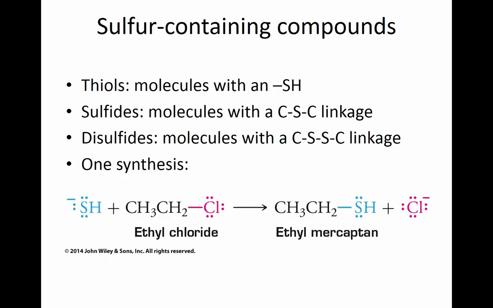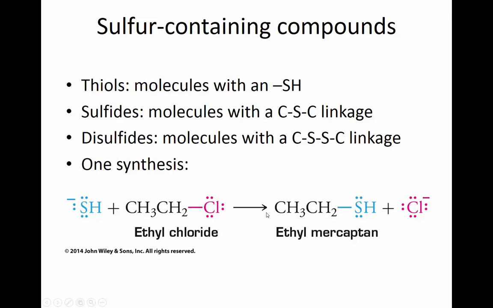Okay, let's talk a bit about sulfur-containing compounds. We have thiols. These are molecules that have a terminal SH. Like ethyl mercaptan here, we've made ethyl mercaptan from ethyl chloride in this reaction right down below. Sulfides are molecules that have a carbon-sulfur-carbon linkage. Disulfides, and these are common in proteins, are molecules that have a carbon-sulfur-sulfur-carbon linkage, and these are formed from sulfhydryls, this sulfur-sulfur bond here.